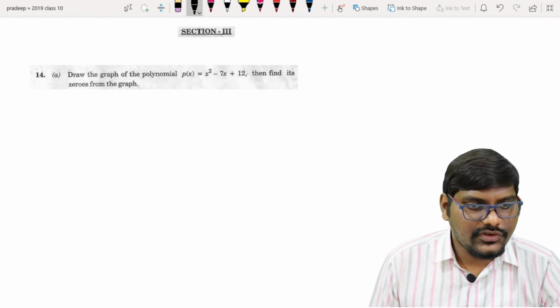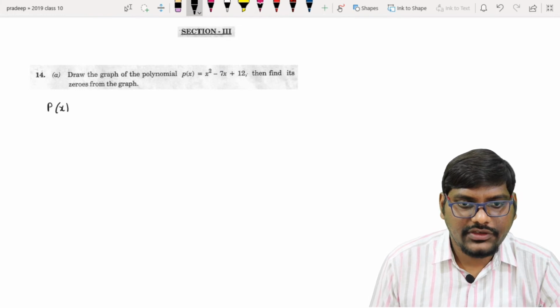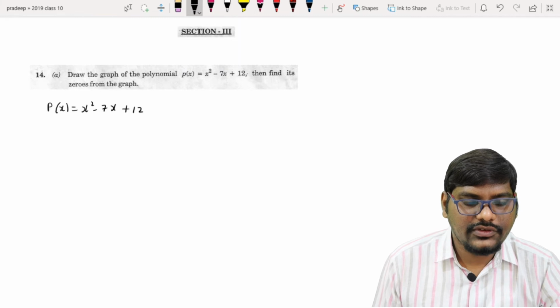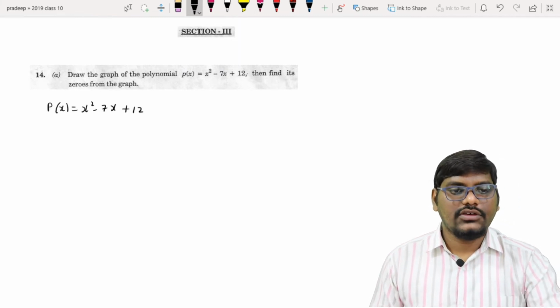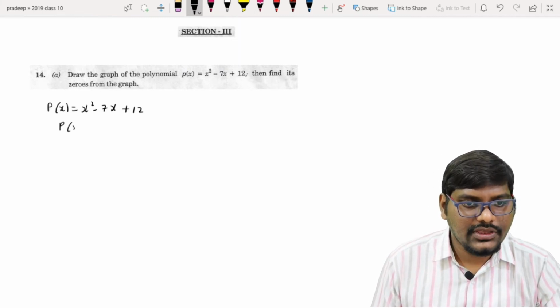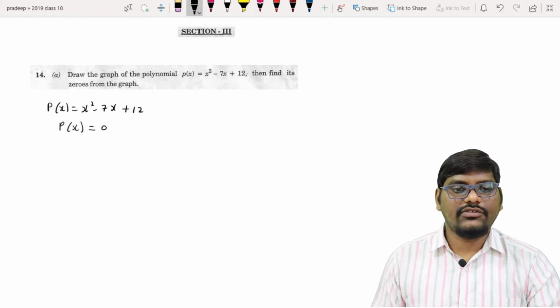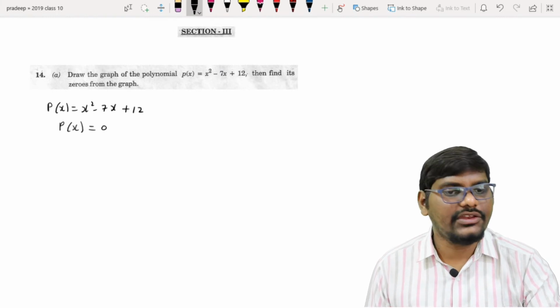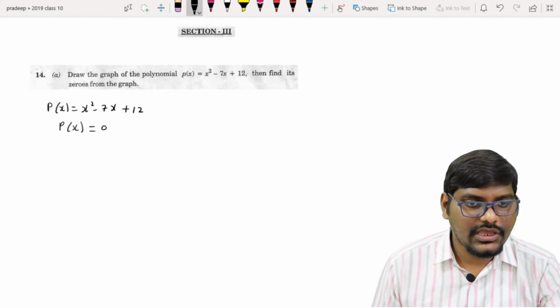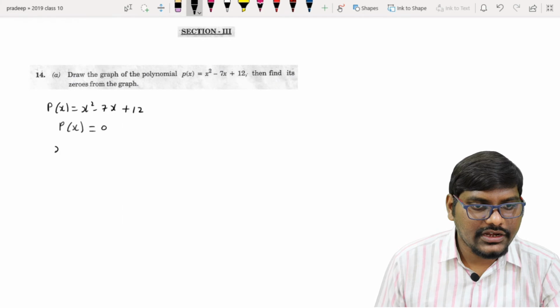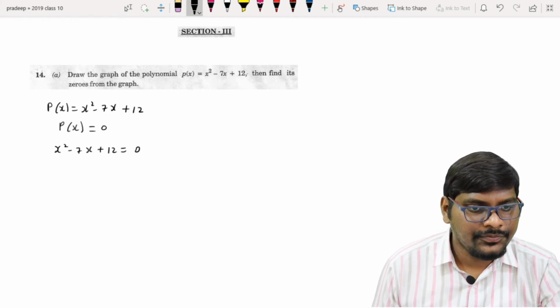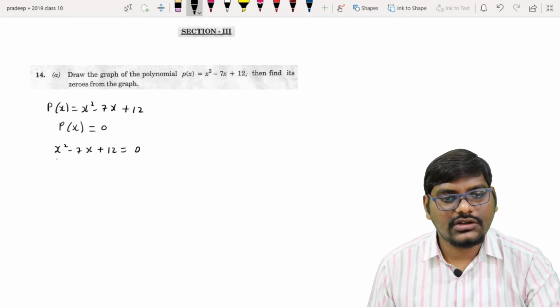Okay, so first we'll write the given, that is p of x equal to x square minus 7x plus 12 is the given equation. So what I do is that first p of x, I'll take it as 0. This is just like a rough work where we were just finding out where the graph will meet the x-axis. Okay, this p of x I'm taking as 0, so I can write x square minus 7x plus 12 equal to 0. So this is the equation which we got now.